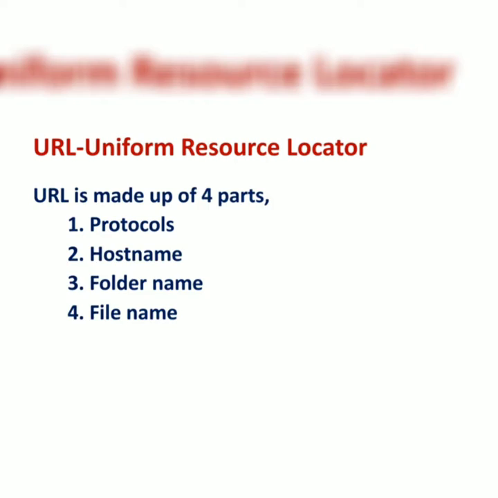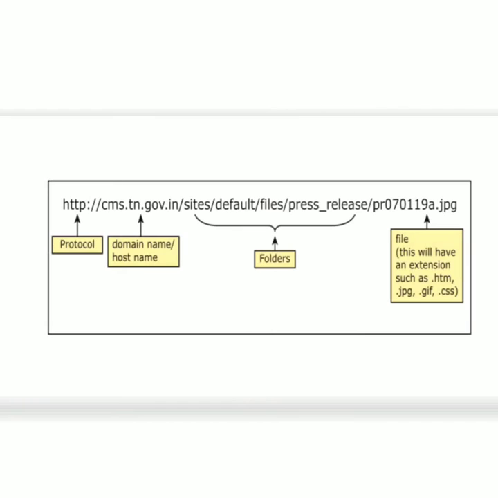A URL is made up of 4 parts. The first one is the protocol, then the host name, or we can call it the domain name, the next one is the folder name, and at last the file name. Here is an example for the parts of a URL. We'll have the HTTP protocol and some domain name, or host name, then the folder name, and at last the file name. The file name may be anything. It may be an image file, an HTML file, an animated GIF file or a CSS file.